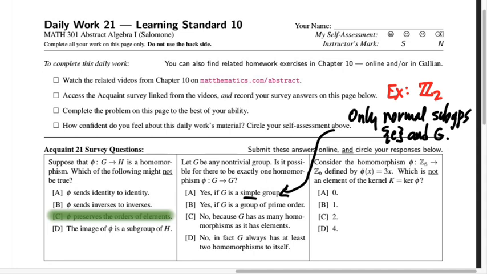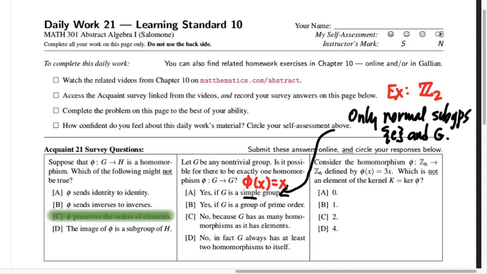So if G is a simple group, is it true there's only one homomorphism from G to itself? What is that homomorphism? If you answered A, what is this exactly one homomorphism from G to itself? What is the function that takes this group to itself? That would be the only way to do that. Phi of x equals x, the identity function. Remember, that's always a homomorphism from a group to itself. The identity, for any group at all, right? Regardless of whether it's simple.